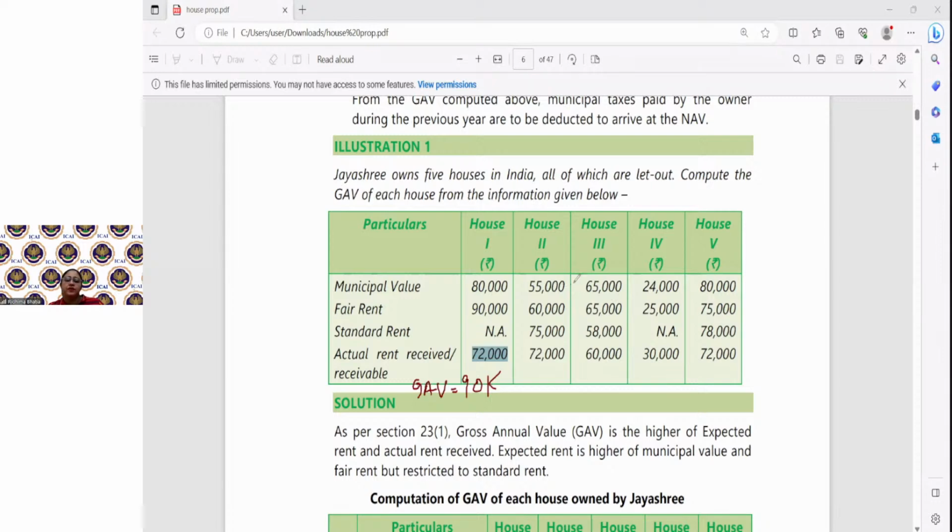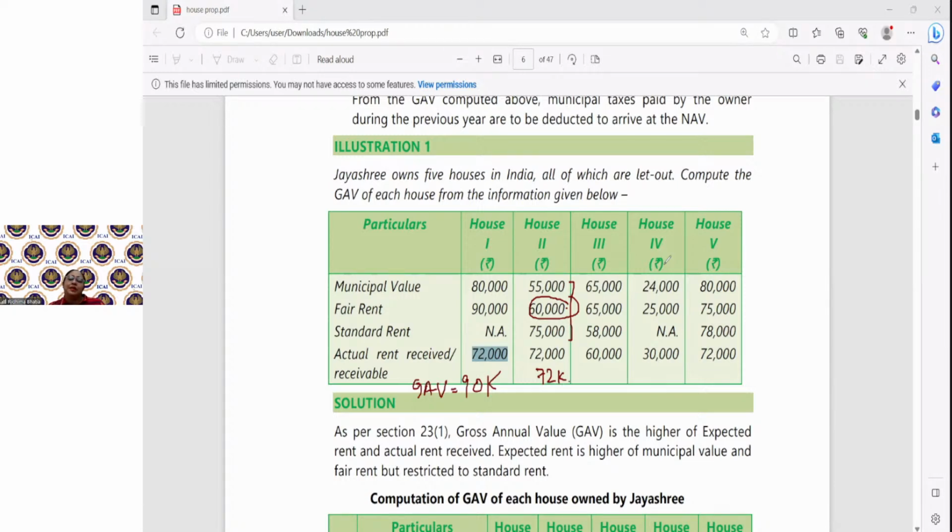Next में guys 55 and 60 में 60. 60 and 75 में again 60. 60 and 72 में, so expected rent would be 60 here. 60 and 72 में 72. So 72K becomes the gross annual. House 3, 4, 5 का quickly एक बारी करो and tell me if there is any confusion. Take a minute and tell me.